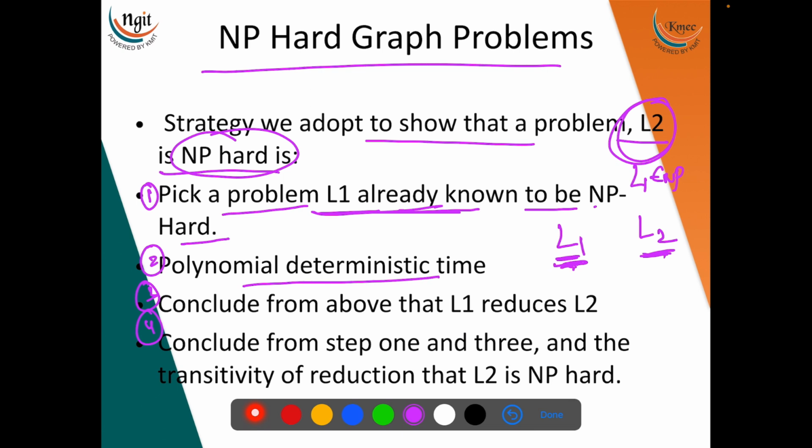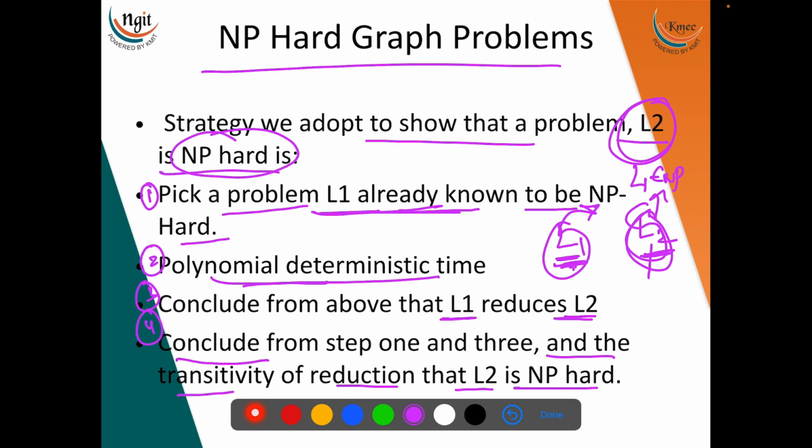The third step: the second step will get repeated till you reduce L1 to L2. Now the fourth step is conclude from step 1 and 3 and the transitivity of reduction that L2 is NP hard. What is transitivity of reduction? If L1 belongs to NP hard, depending on the property of transitivity of reduction, L2 also belongs to NP hard, because you found the instance in polynomial deterministic time from L2 to L1, such that now L2 also belongs to NP hard.